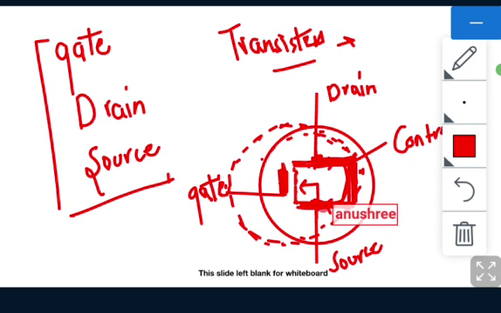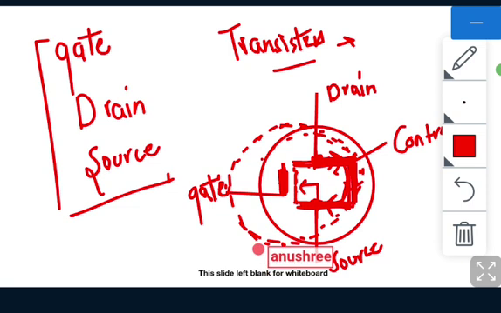Is that clear? Not really, I don't know. Okay, it's a little bit tougher to understand the electronics, but see what's happening. In simple terms, an electrical field is necessary here to control the current flow. Okay, is that clear?